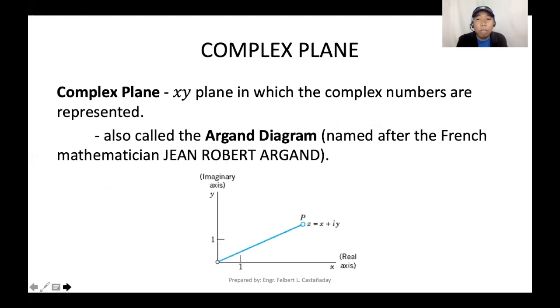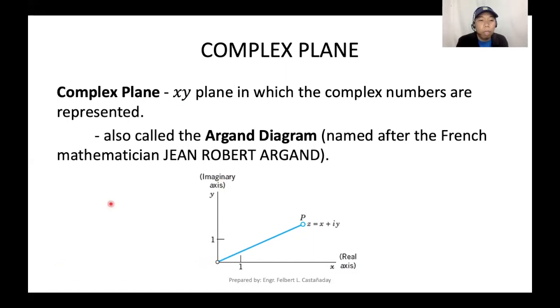Okay, so this is the complex plane. Remember that we have x as the real part in the complex number and y as the imaginary part in the complex number in rectangular form. So therefore, in the complex plane, the horizontal axis is the real axis, and the vertical axis is the imaginary axis.